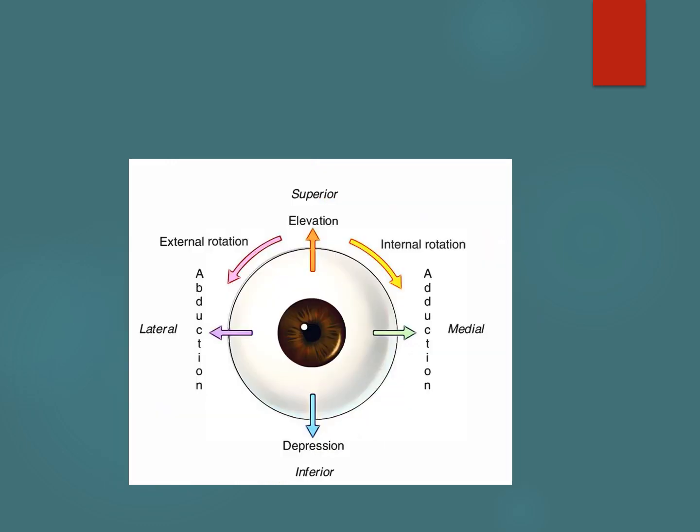This diagram shows various ocular movements. When the eye is moved laterally, it is called abduction. When it is moved medially, it is called adduction. When the eye is depressed, this is inferior movement, and when it is elevated, it is superior movement. When the 12 o'clock position rotates medially, this is internal rotation or intorsion. When the 12 o'clock position rotates towards the lateral side, it is external rotation or extorsion.